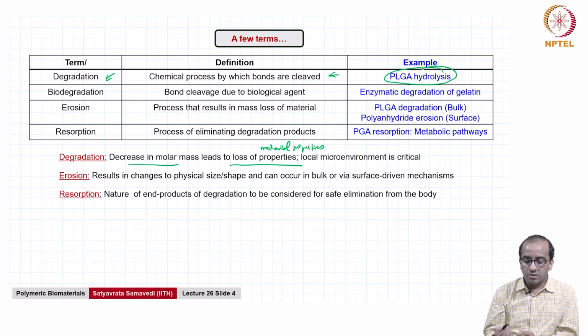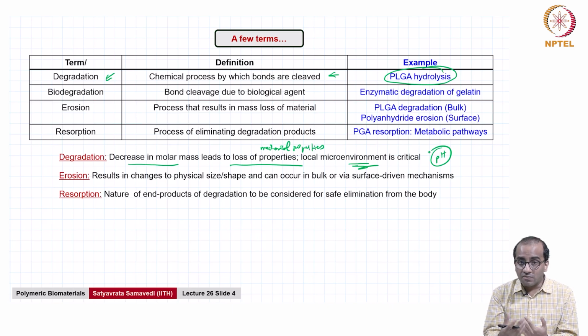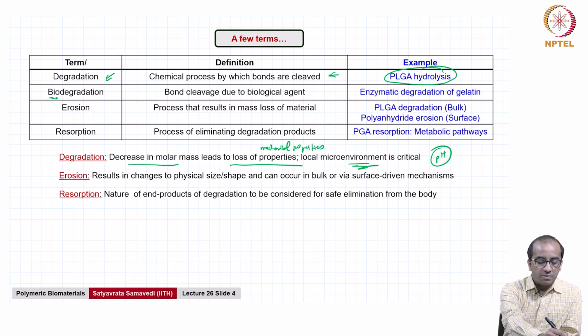And for degradation, the local microenvironment is quite critical. One example of that is just pH. pH can have a very significant role. Localized changes to pH, or if the environment itself is acidic, such as the stomach, then that's going to have a very different effect on degradation compared to the rest of the body. So that has to be contextualized. Now the other word that you will often see is biodegradation.